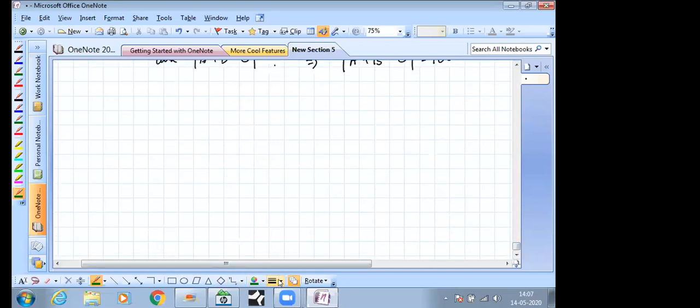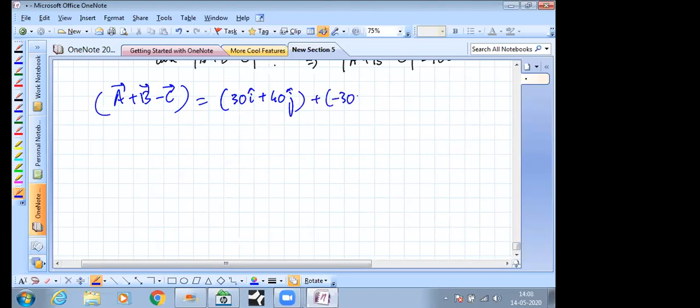So in trying to find this quantity, A plus B minus the vector C, we'll just substitute A according to what we had. A was 30 I cap plus 40 J cap. Then to that we'll add B, which was minus 30 I cap plus 30 J cap. And then to that we'll subtract C, and C itself was minus 30 J cap. So this becomes the whole operation.